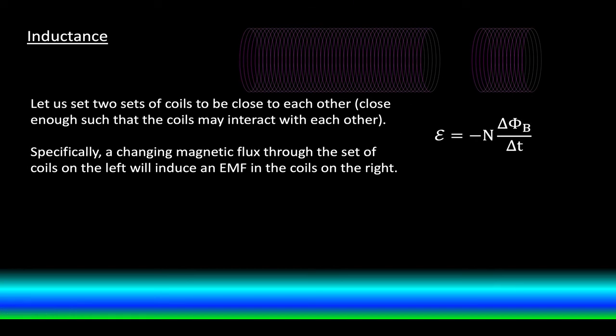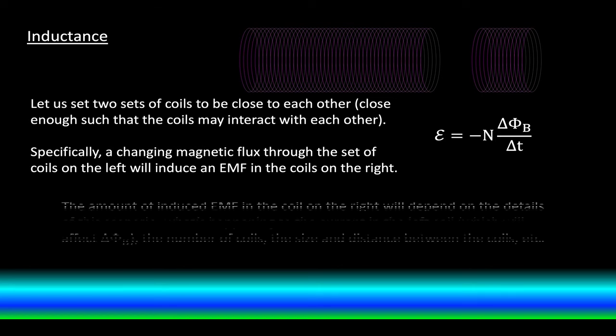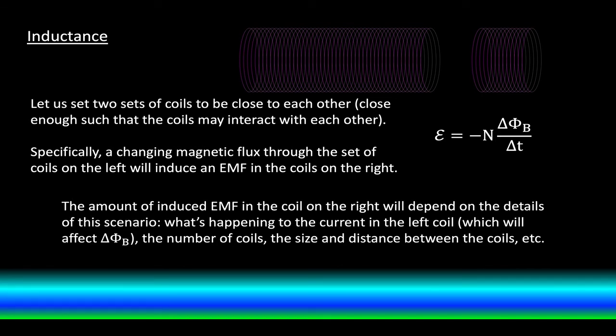So we could say, okay, how much EMF, how much voltage will be induced in the right coil? Well, that depends on the number of loops, the rate of change of magnetic flux with respect to time. This is the equation for Faraday's law that we had just given previously. So the amount of EMF, the amount of voltage that is induced on this coil on the right, depends on the details of the scenario.